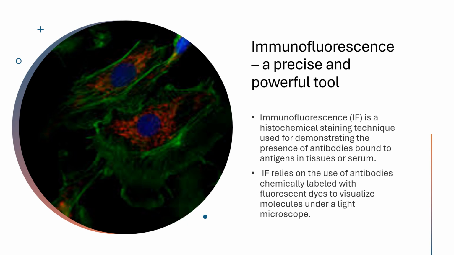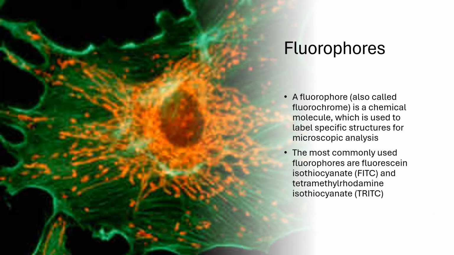Immunofluorescence is a histochemical staining technique used for demonstrating the presence of antibodies bound to antigens in tissues or serum. Immunofluorescence relies on the use of antibodies chemically labeled with fluorescent dyes to visualize molecules under a light microscope. In immunofluorescence, antigens, antibodies, and their complexes are viewed under a fluorescent microscope.